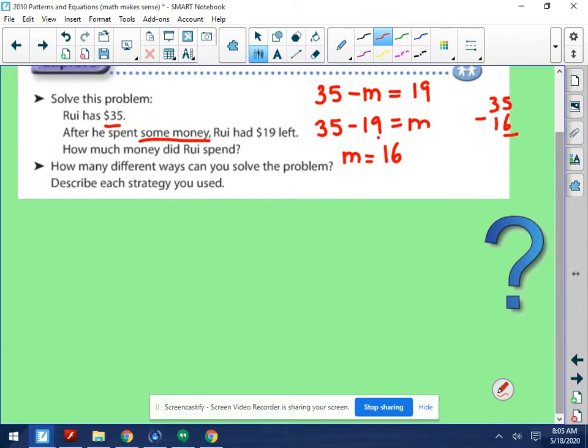And if I want to, at the side here, I could check it out. 35 take away 16. 5 take away 6, bottom bigger, better borrow. 15 take away 6 is 9. 2 take away 1 is 1. So there's my 19. So m equals 16 works.